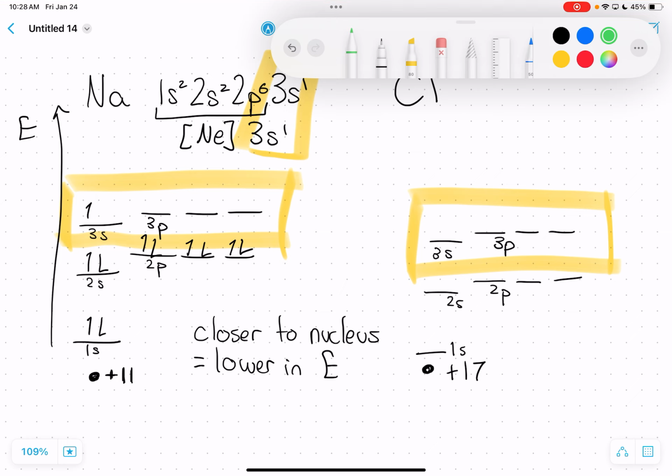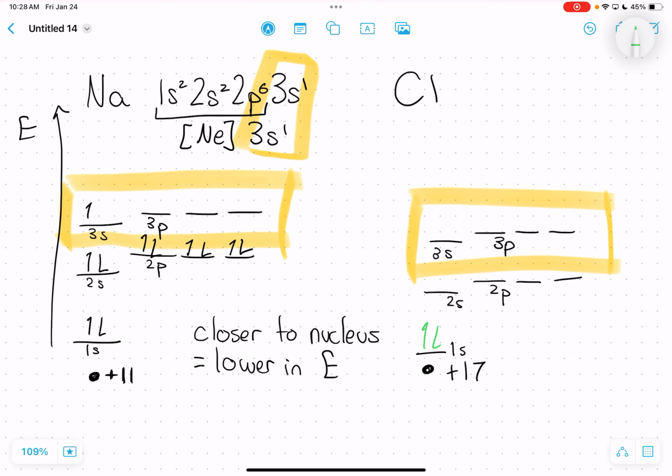Okay, chlorine, 17 electrons. I'm going to start the exact same way. I'm going to fill them all in, lowest energy orbitals first. When I get to the 3p, I'm now at 8, 9, 10, 11, 12. So I'm going to fill them in one at a time in each orbital and then go back up and pair them. 13, 14, 15, 16, 17.